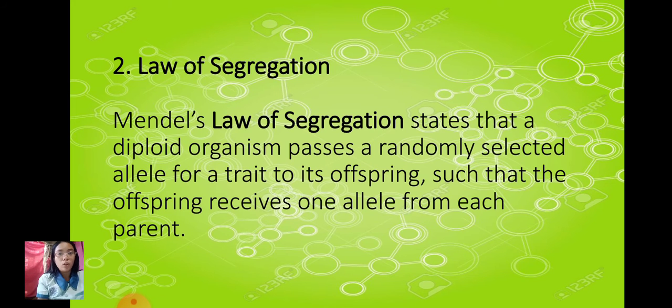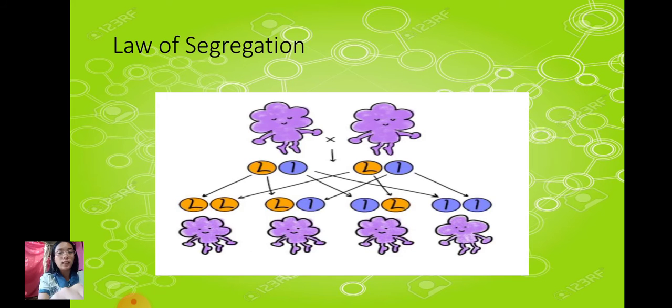The second one is the law of segregation. Mendel's law of segregation states that a diploid organism passes a randomly selected allele for a trait to its offspring, such that the offspring receives one allele from each parent. In this imaginary lumpy species, the gene for big L is dominant to the gene little l. Two heterozygous lumpies with genotype big L and little l mate and have children.